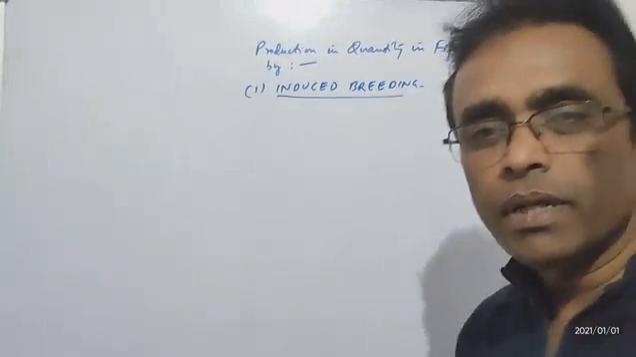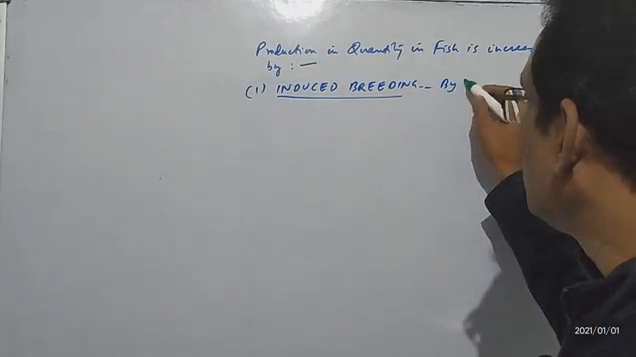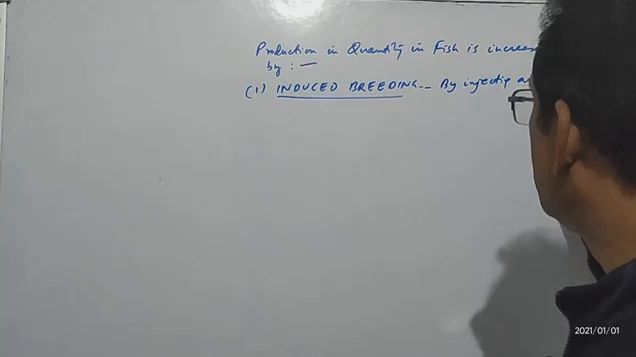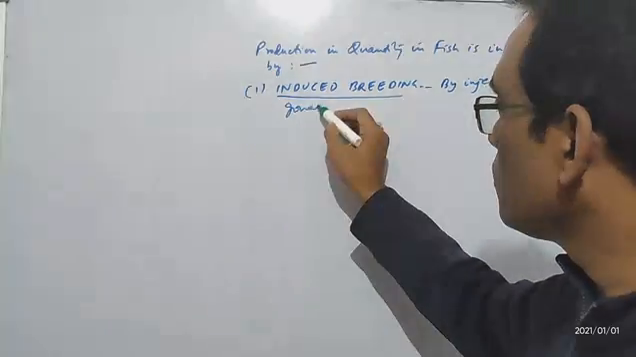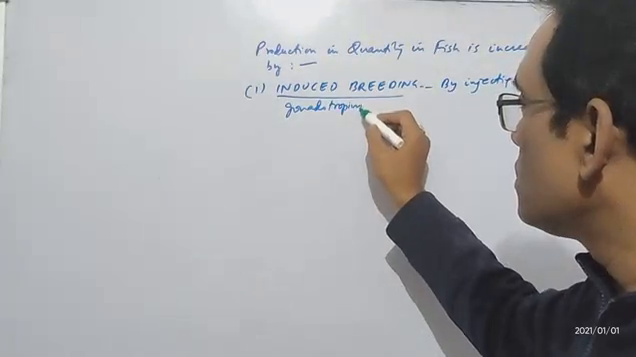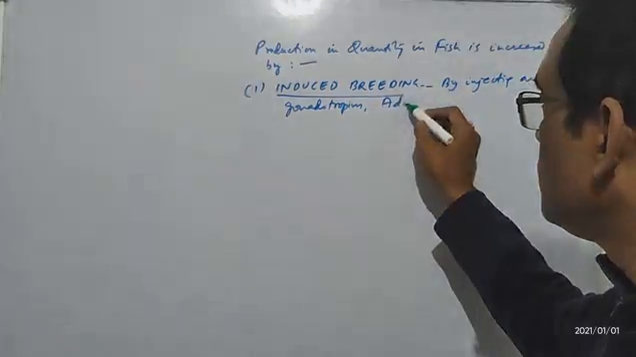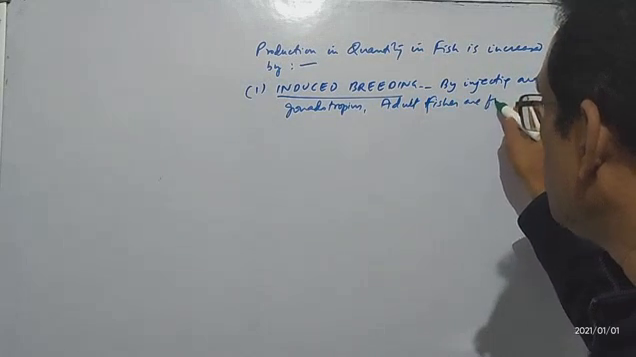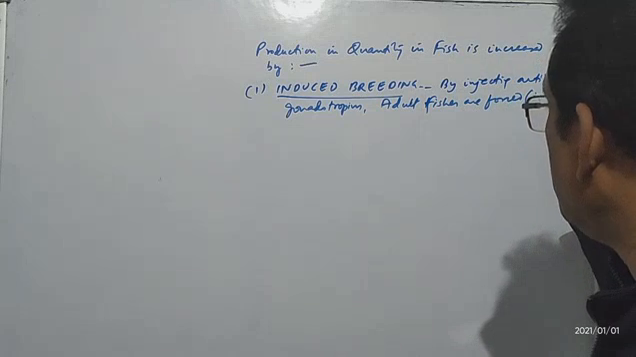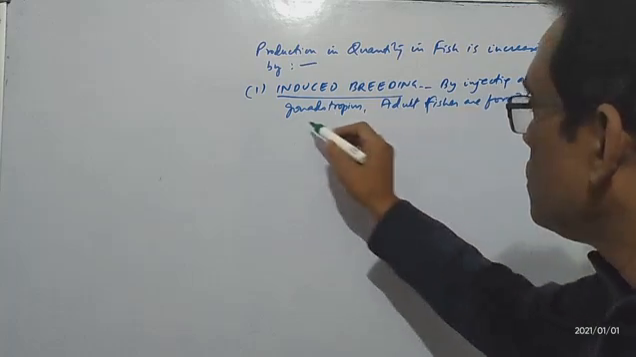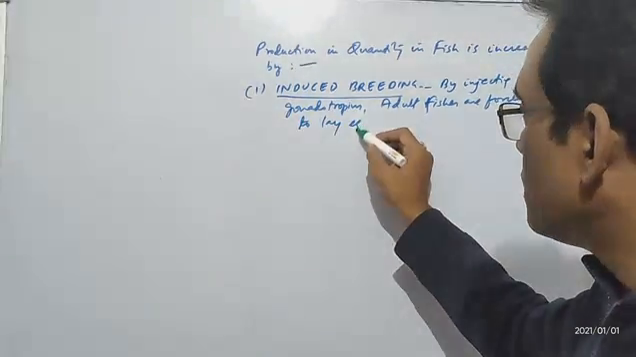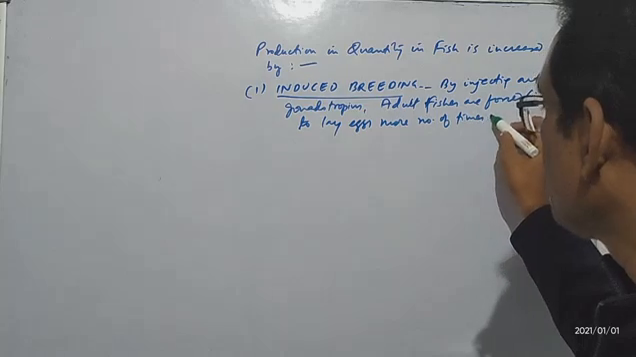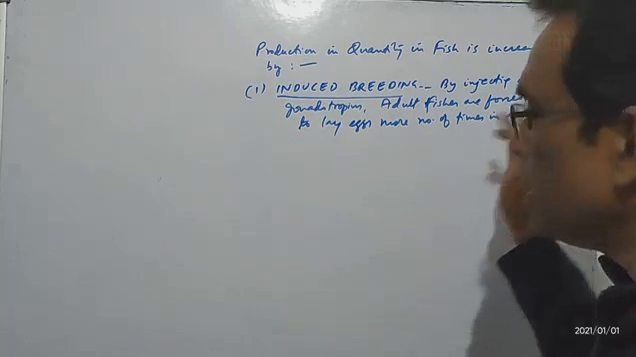What we have studied in induced breeding? By injecting artificial gonadotropins, the adult fishes are actually forced, or rather induced, to lay eggs more number of times in a year. That is one.